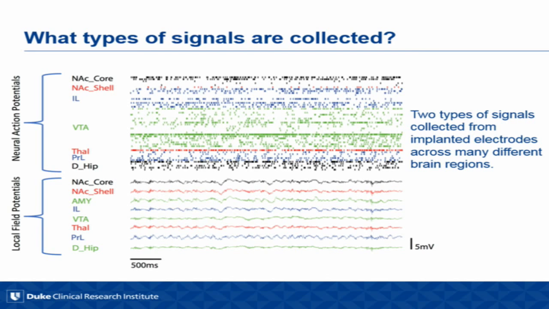So what we have here is a lot of horizontal traces. Each one of these different lines is an individual neuron. You have a dark mark when that individual neuron fired through time. And we color-coded them by region. So you can get a lot of different individual neurons out of these signals. I'm going to talk about neural action potentials a little bit later.